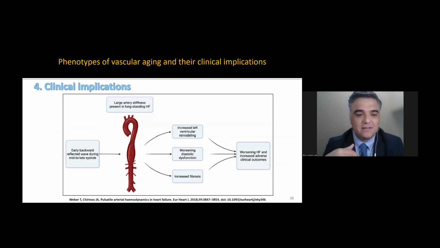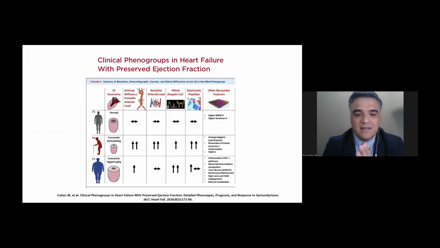So I would sum up this evidence that I've been showing about the early vascular aging and their implications for clinical practice with this very important central illustration by Weber and Chirinos showing us how pulse wave velocity and early back wave reflection has an important pathophysiologic role in the developing of different cardiovascular disease and especially heart failure, to show you also that we can use phenogroups and pulse wave velocity to characterize our patients with heart failure.